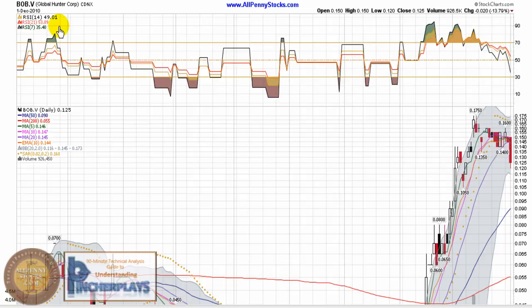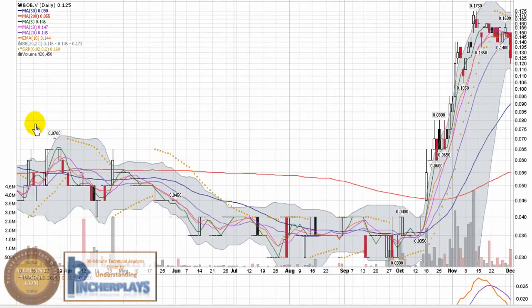Global Hunter trades on the Toronto Venture Exchange under the ticker V.BOB. So look at a 9-month chart. This previous area through here is pretty much emblematic of how it traded. Very sporadic, some low volume, no volume days.